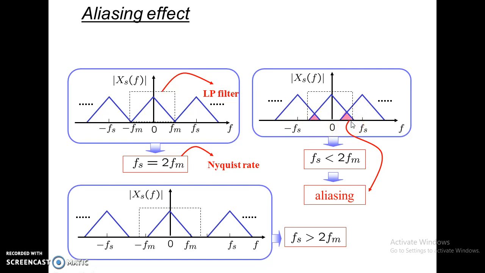This is also called aliasing. In general, we sample at a rate greater than twice the maximum frequency, so that we can get a guard band between the repeated spectra, so that it is easy to make a low pass filter and recover our signal.